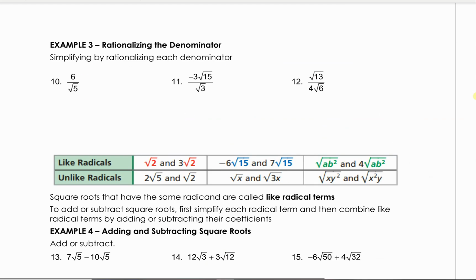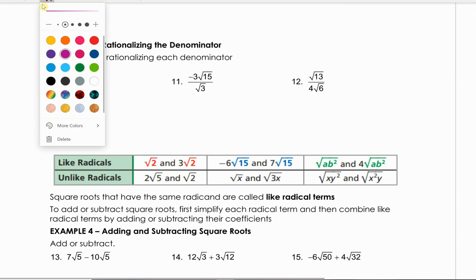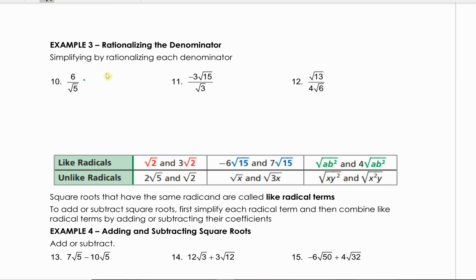So let's take a look at this. Number 10. Let's change the colors just for fun. All right, so I'm going to multiply the top and the bottom by the square root of 5. When you have a single radical like that, that's pretty much all you can do. Up top, I'm going to get 6 times the square root of 5. Simple. The bottom, the radicals are going to cancel. I'm just going to get 5. Here, number 11, multiply the top and the bottom by the square root of 3.